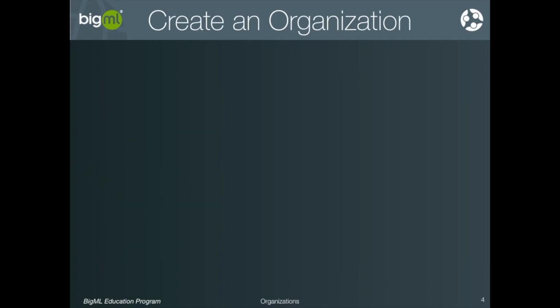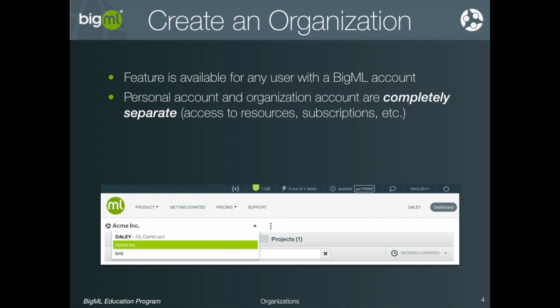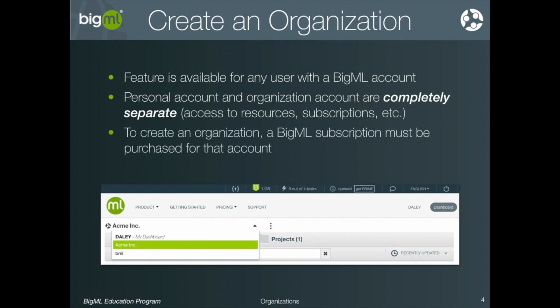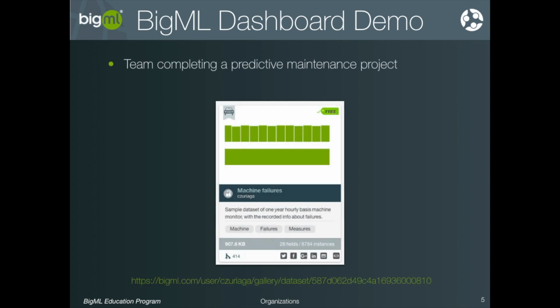It's important to note that this feature is available for any user, but your personal account and your organization account are completely distinct, meaning any resources you've created or subscriptions purchased for your personal account do not carry over to a shared organization account. For an organization to be created, a member must purchase a subscription to be associated with that account. We'll demonstrate how BigML organizations work on the dashboard with a predictive maintenance use case. The dataset called Machine Failures is available to clone for free on the BigML gallery.